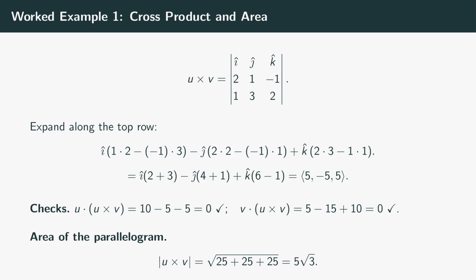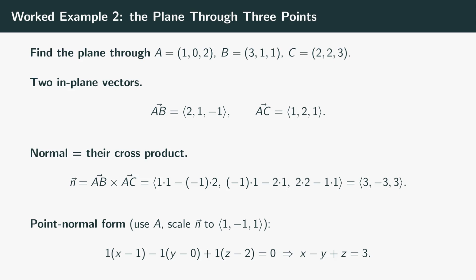Finally, the area of the parallelogram u and v span is the magnitude of the cross product, the square root of 25 plus 25 plus 25, which is 5 times the square root of 3. Now a classic, find the plane passing through three given points A, B, and C. The strategy is to build a normal vector using the cross product.